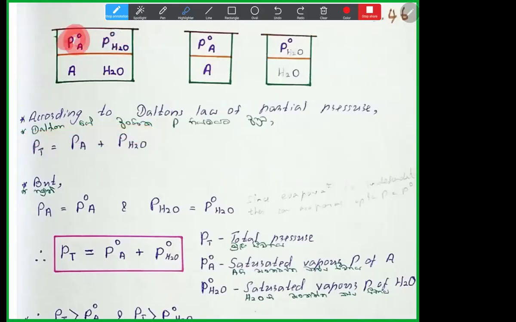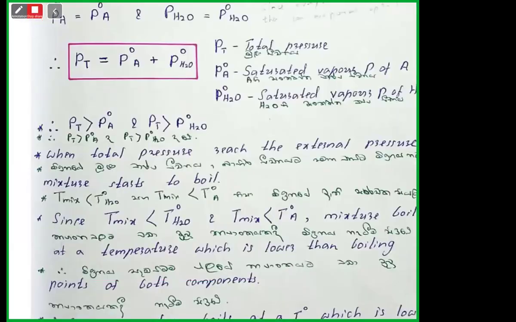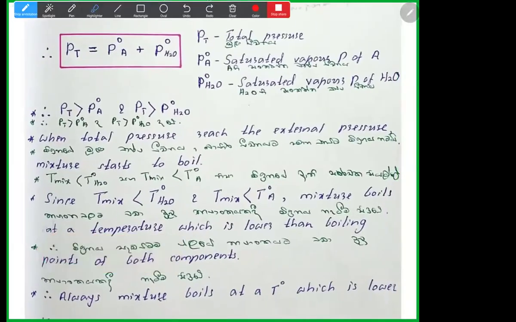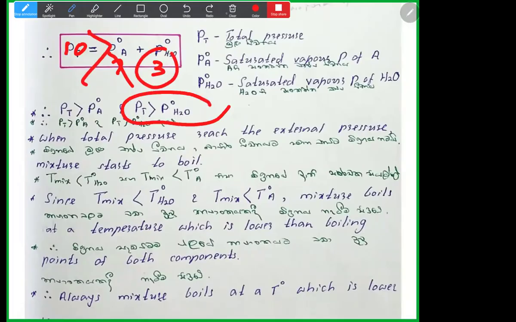This time, this P naught A and P naught H2O is exactly the same as P H2O. So that we can come up with this condition. Total pressure comes from the saturated vapor pressure of components. Saturated vapor pressure. And then this is 10. This is 7. This is 3. So 10 is greater than 7, so that PT is greater than P naught A. And also, if we cut this one, 10 is greater than 3, so that PT is greater than PH2O.